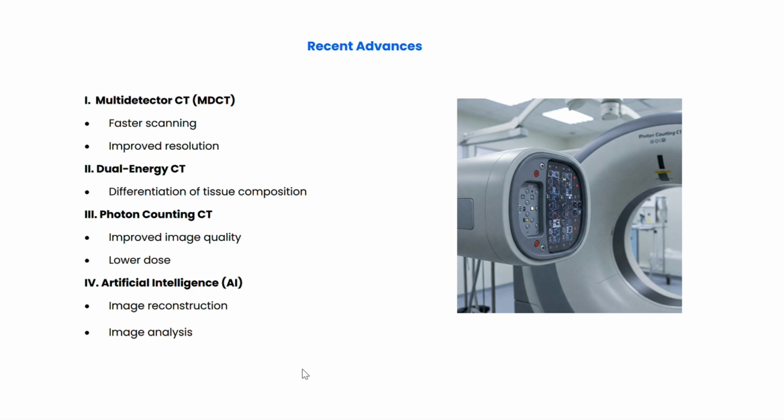The field of CT is constantly evolving. Multi-detector CT, or MDCT, has greatly increased scanning speed and improved resolution. Dual energy CT allows us to differentiate tissues based on their composition. Photon counting CT is a newer technology with the potential for even better image quality and lower radiation dose. And artificial intelligence, or AI, is playing an increased role both in improving image reconstruction and in image analysis.